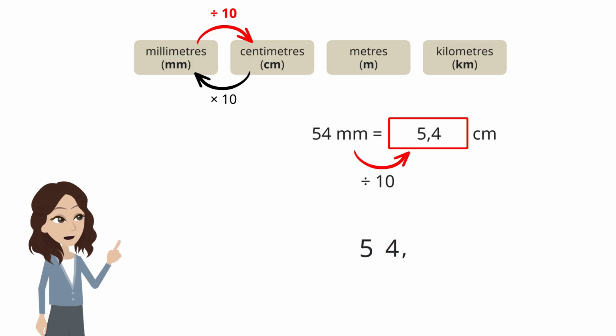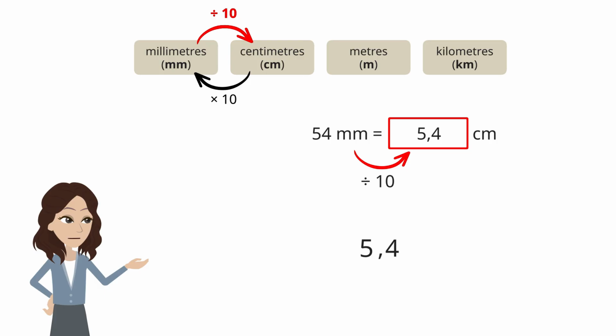We can also see this as moving the decimal comma one place value to the left. 54 divided by 10 equals 5.4. So, 54 millimeters is equal to 5.4 centimeters.